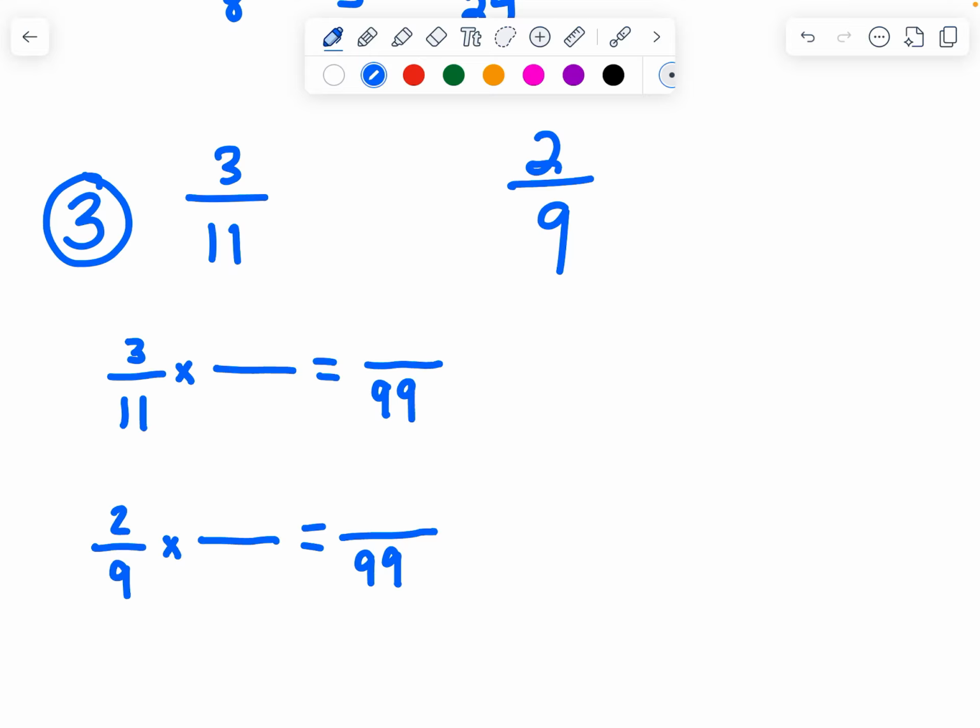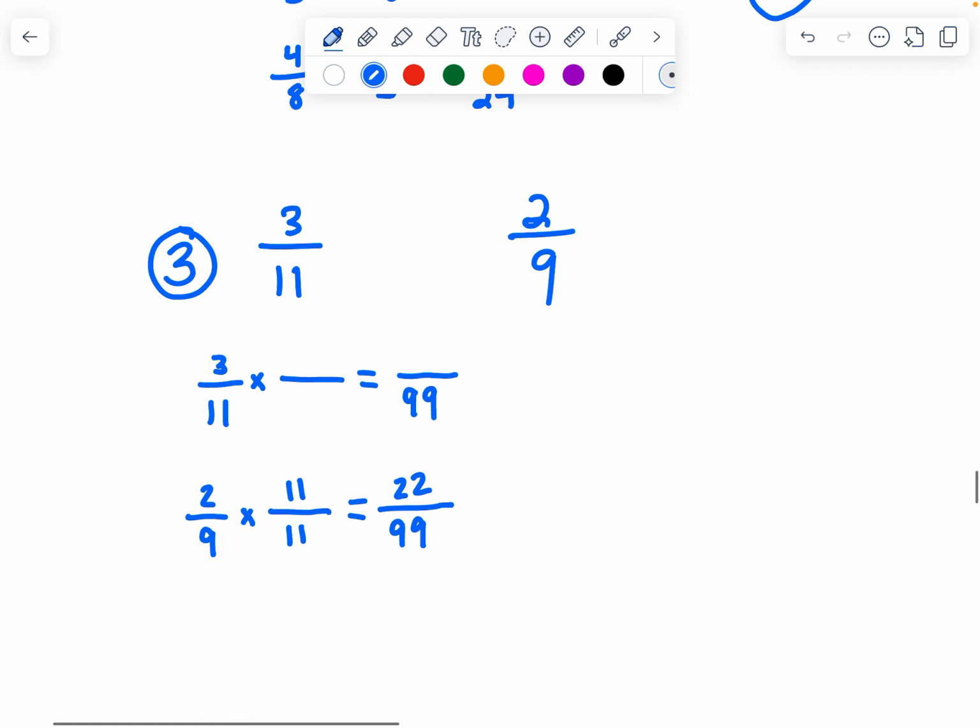Now, what times 9 equals 99? 11. So this has to be a whole, so we'll make it 11/11. 2 times 11 is 22. So we just proved that 2/9 is the same thing as 22/99, because we times it by 1, and anything times 1 equals itself. So this must be this.